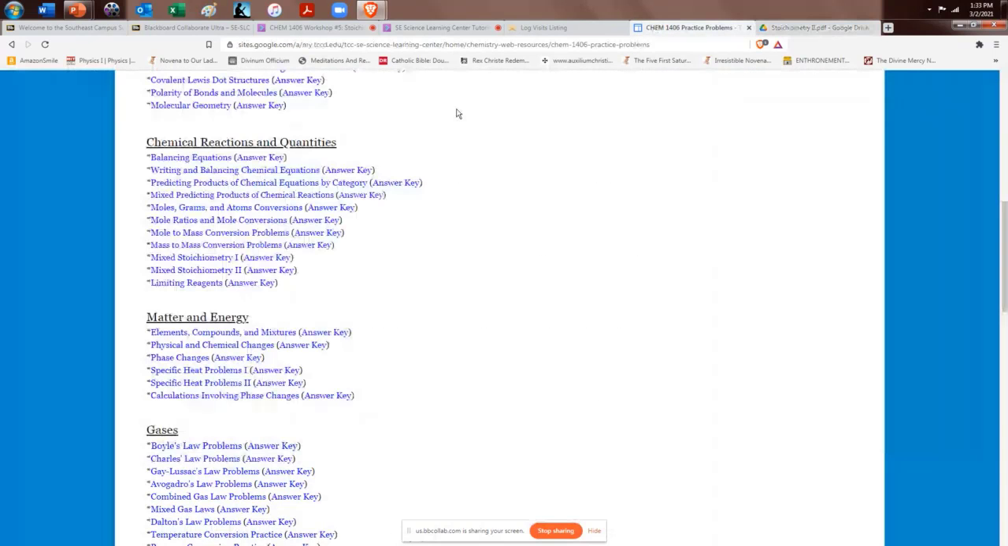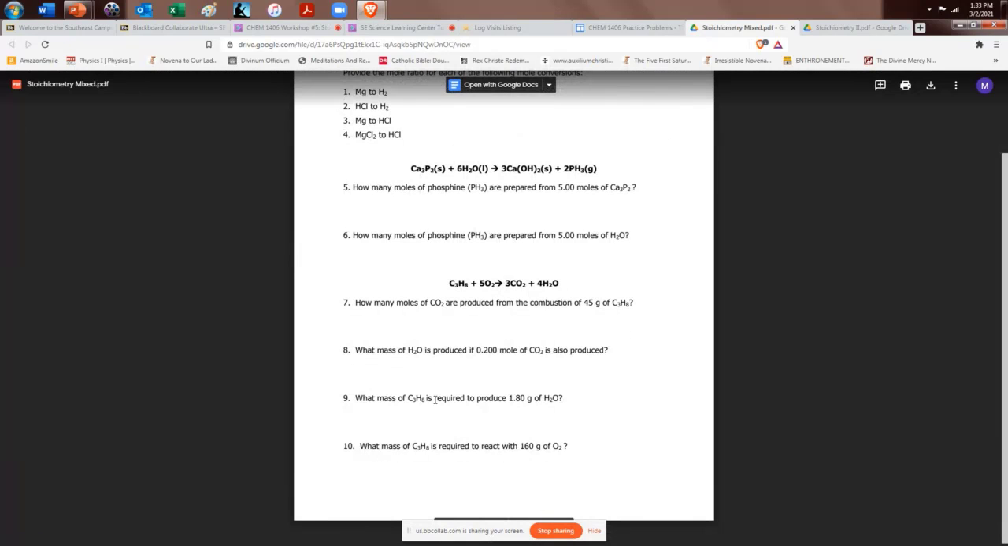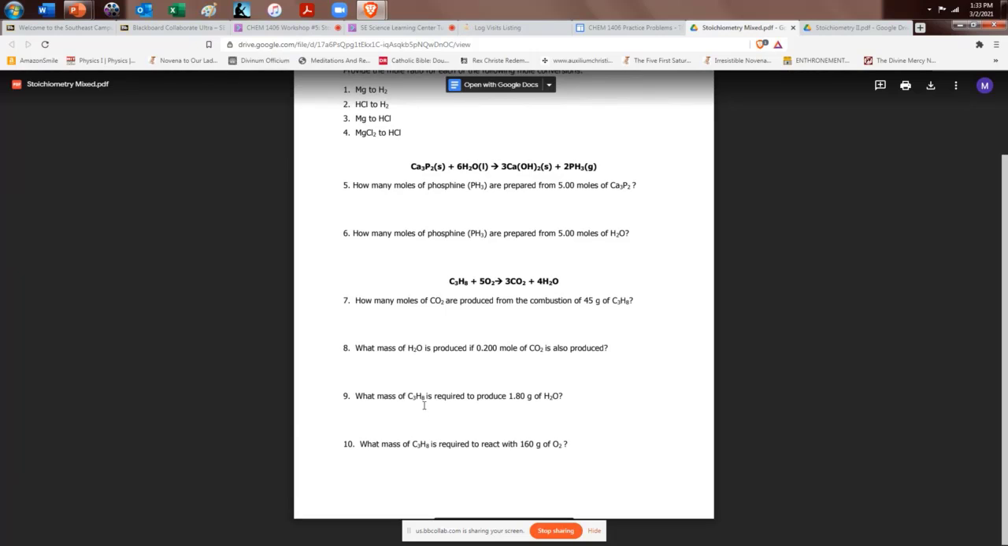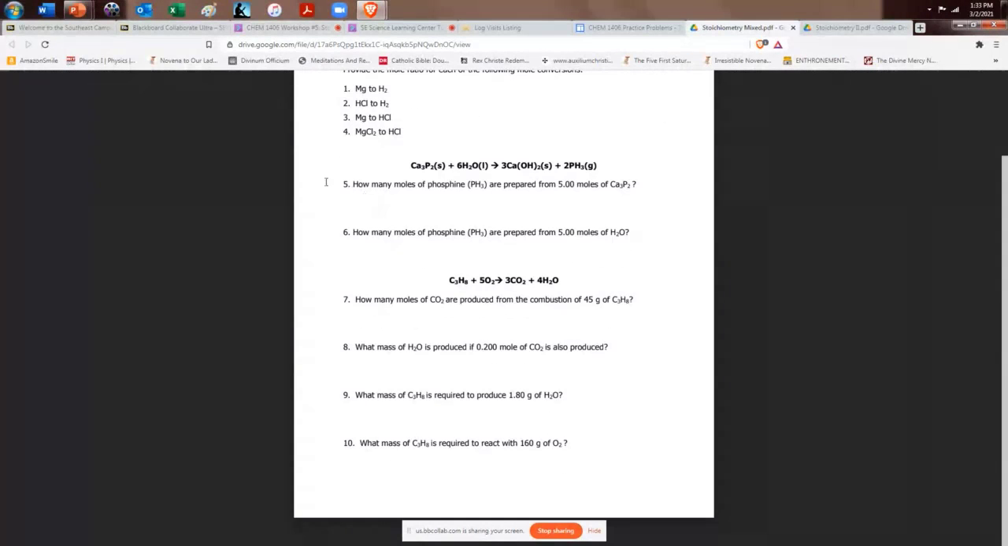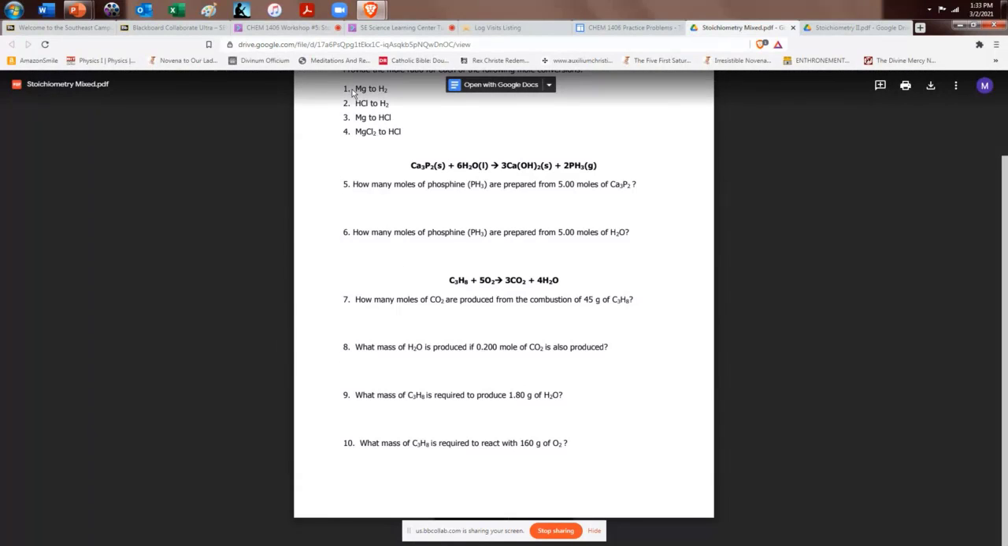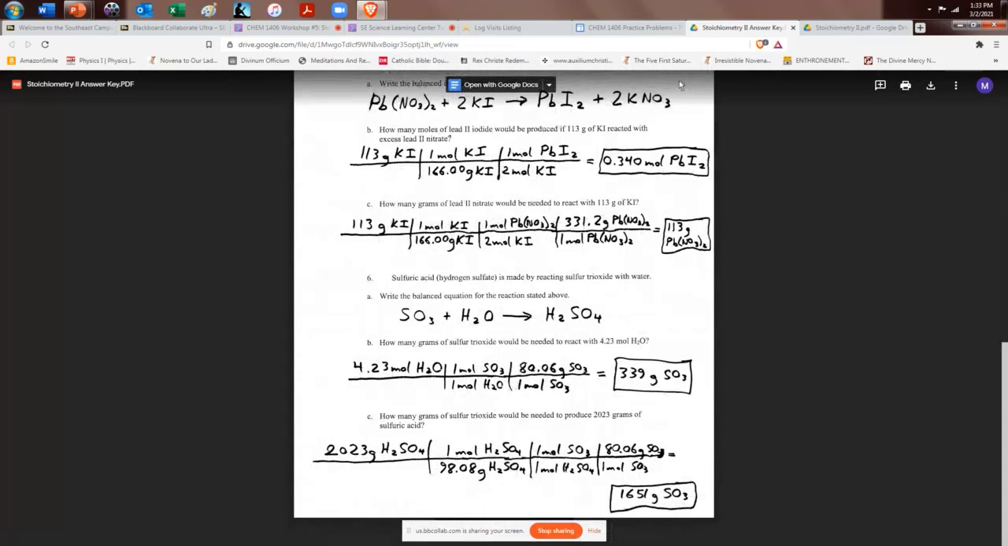Or if you just want to practice some simpler conversions, you can just do mixed stoichiometry 1. This will have some good examples of all the different types of conversions that we did here. It's just a few problems. You could skip the first part, 1 to 4, which is just writing the conversion factors, but problems 5 through 10 will give you a good sampling of different types of conversion problems. And as always, all the answer keys are complete and worked out, so you can see all the work and see if you're doing it right.